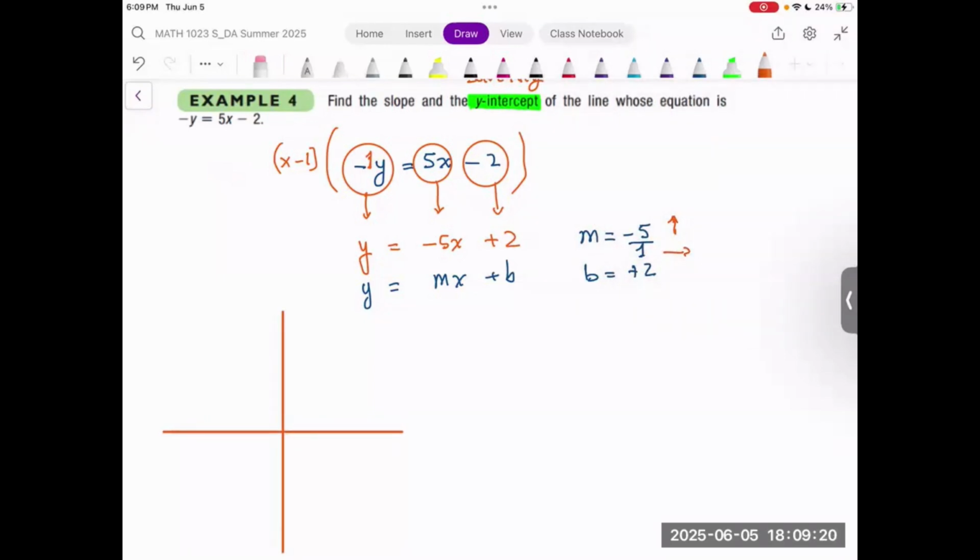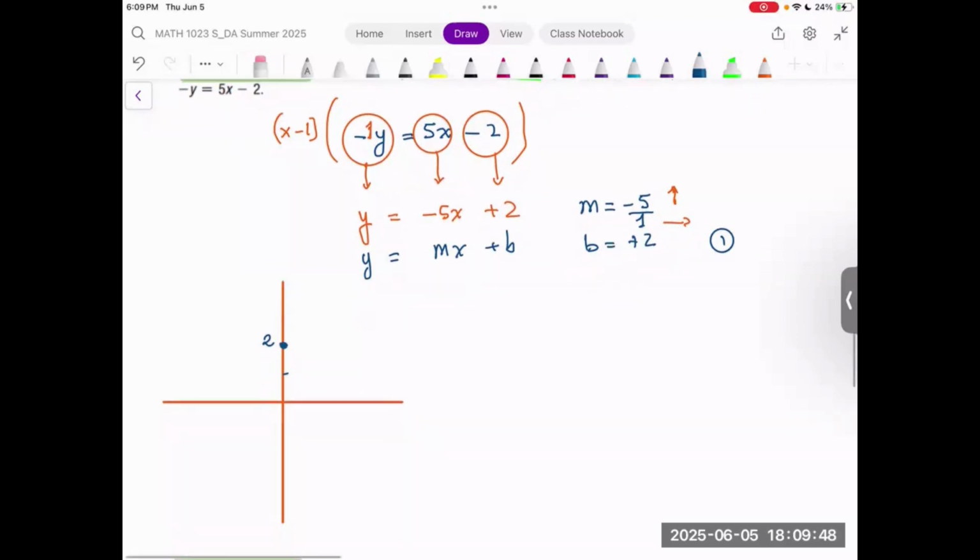So to graph it, I'm going to identify first of all the y-intercept, which is +2. So let's say this is +2 for me. And then I need to rise with the -5. What does that mean? I'm rising with -5 units. Instead of going up, I'm going to go down 5 units. All right, that's the opposite direction, correct? So probably I exaggerated here, but anyway, this is 1, 2, 3, 4, 5. So I am here right now.